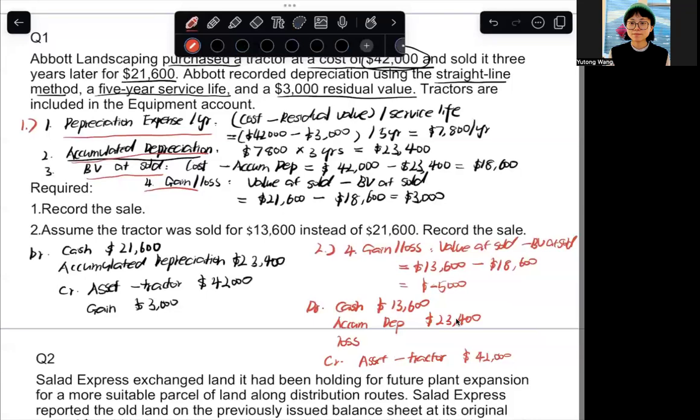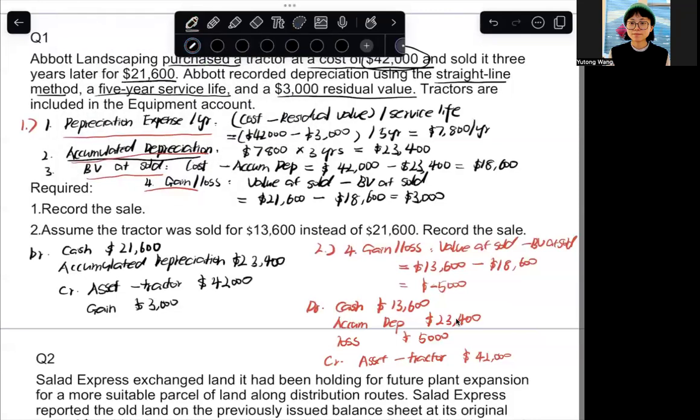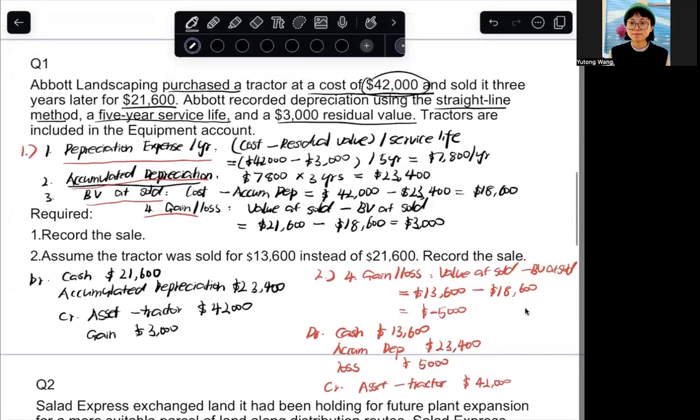Loss, we use the debit to record it. Here is 5,000. Okay. And that's all for sale of an asset. Let's work for sale of assets. The first step, you calculate the book value and sold. Then you calculate the gain or loss, and you do the journal entry.